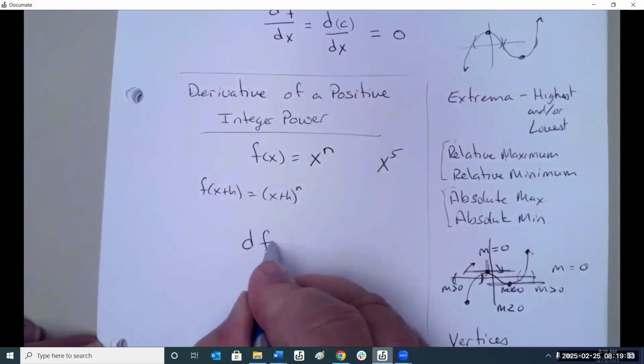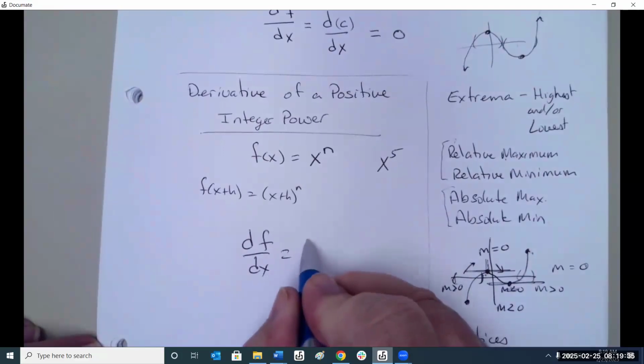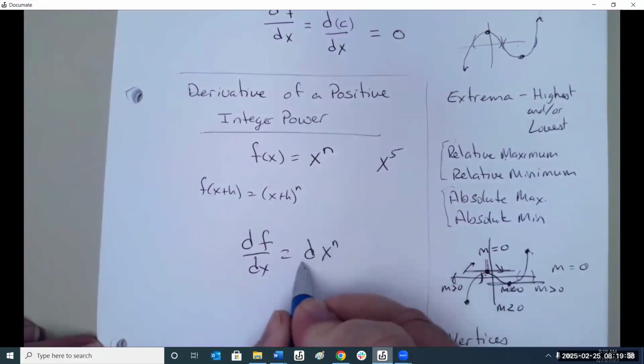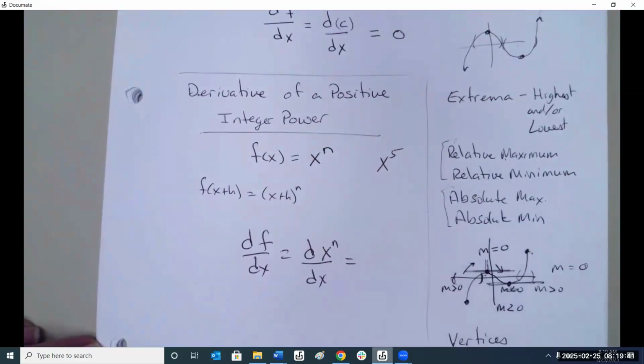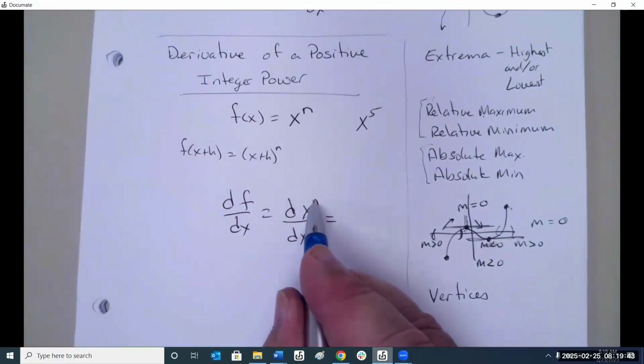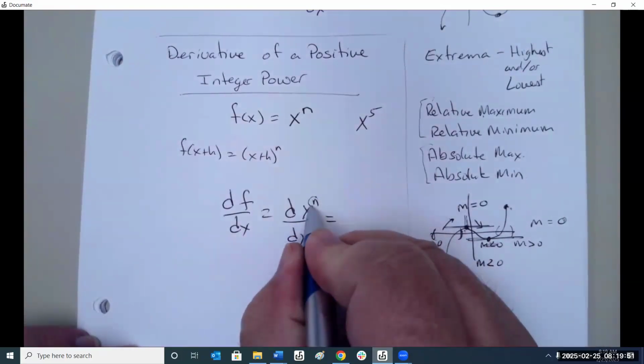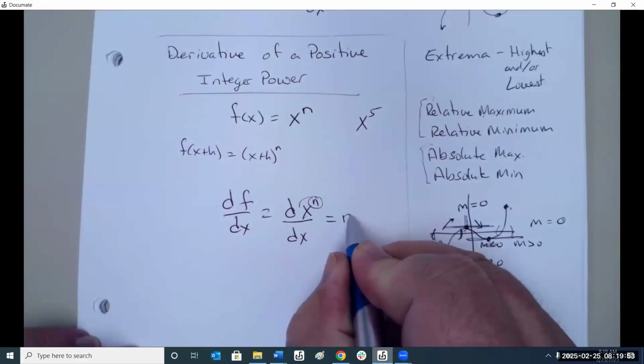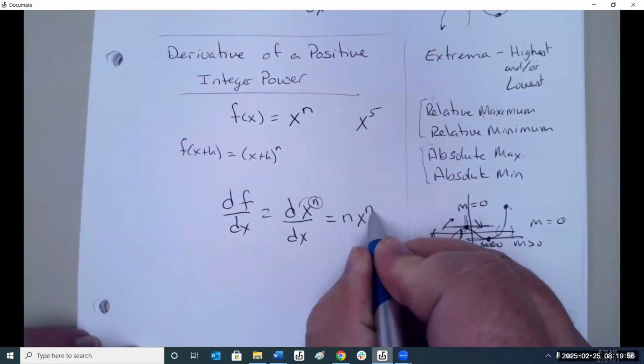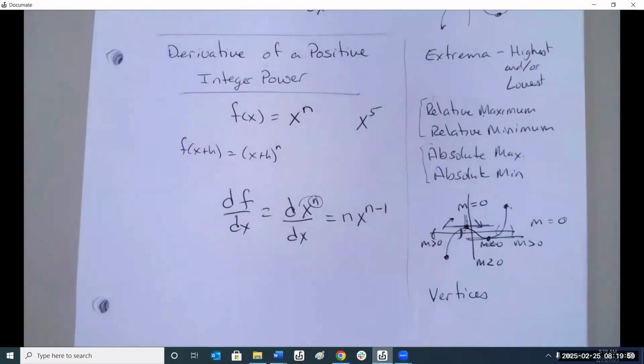The derivative with respect to x of any power of x, as long as the x is the base to some power. This is called the power rule. Whatever the power is, bring it down. And since you brought it down, you have to subtract the exponent by 1. That sounds pretty cool.